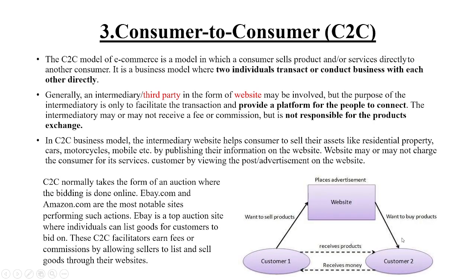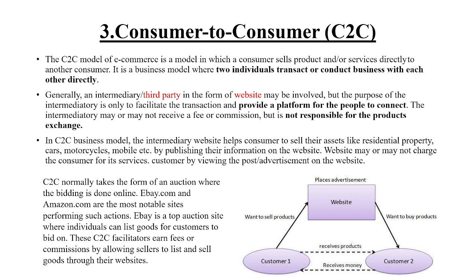Now let us move to the third one, that is the consumer to consumer model. So this model sells products or services directly to another consumer. So who is going to sell? The consumer is going to sell products or services directly to another consumer. So it is a business model where two individuals transact or conduct business with each other directly. So here we use an intermediary or third party, where this third party is nothing but a website.